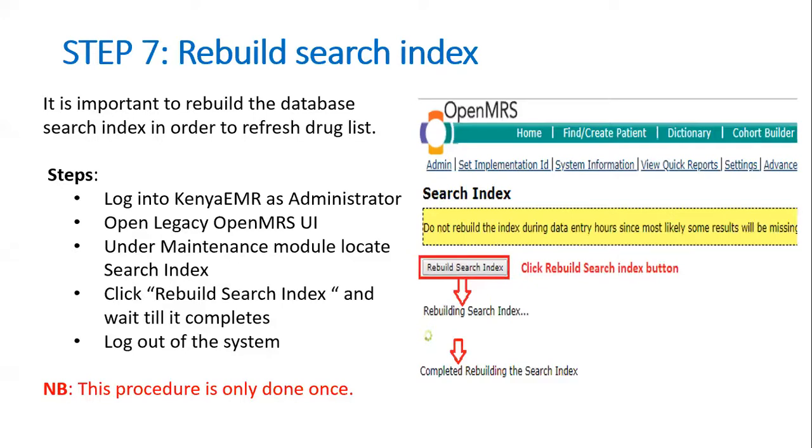Then all you need to do is to log out of your system, and at that point, your system will be ready for use. So it is very important that once you load the KenyaEMR for the first time after the upgrade, you need to log into OpenMRS, as I've just showed you, using the steps on your screen, and rebuild the search index. So that step is very, very important if you don't want to run into issues later on. So take note, log in, and rebuild the search index.